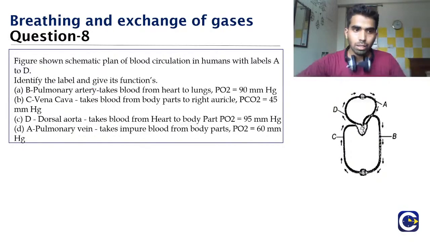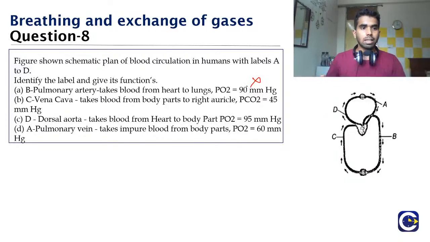Option A: the pulmonary artery takes blood from heart to lungs. Option B, you need not know these values, just know whether it is an artery or a vein: C is the vena cava, and it takes blood from body parts to the right auricle. Option C: D is the dorsal aorta, and it takes blood from heart to the body parts. And option D: A is the pulmonary vein, and it takes impure blood from body parts to the other system. Now tell me which one will be the correct answer.